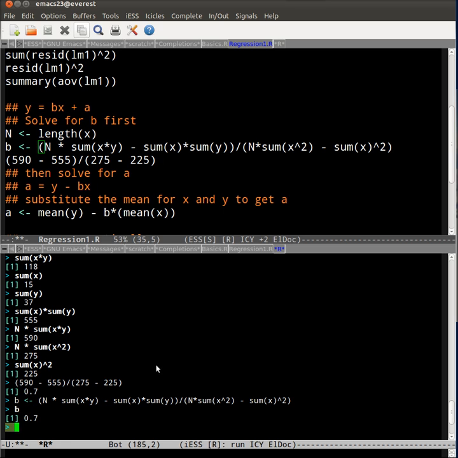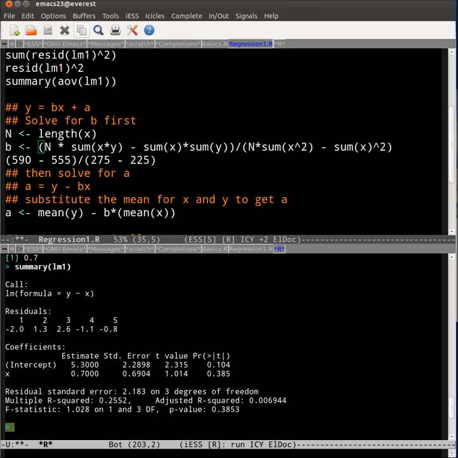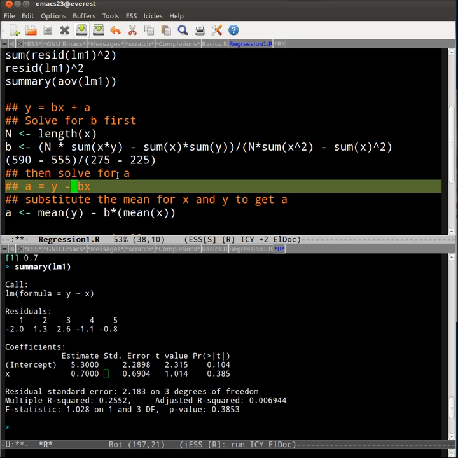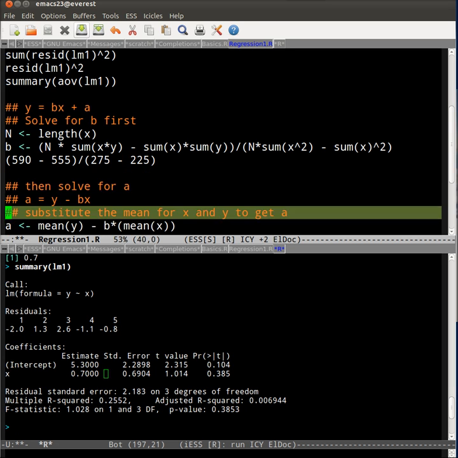If we go back to summary, LM1, you'll see that this is our b value. It's got a lot more zeros in it, but you get the idea. So now we have b. Once we solve for b, we're good to solve for a.